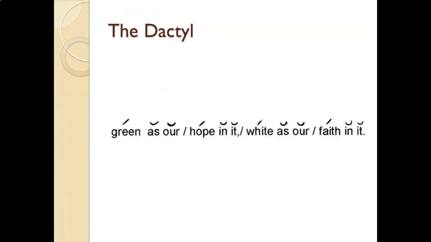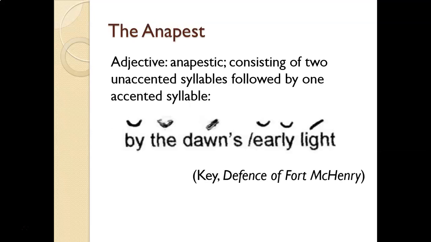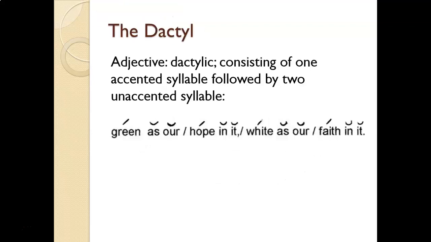The next one we have here is the dactyl, and for this the adjectival form is dactylic. This consists of one accented syllable followed by two unaccented syllables. So it is the opposite of the anapaest, where we have two unstressed and then one stressed. Here we have one stressed and then two unstressed.